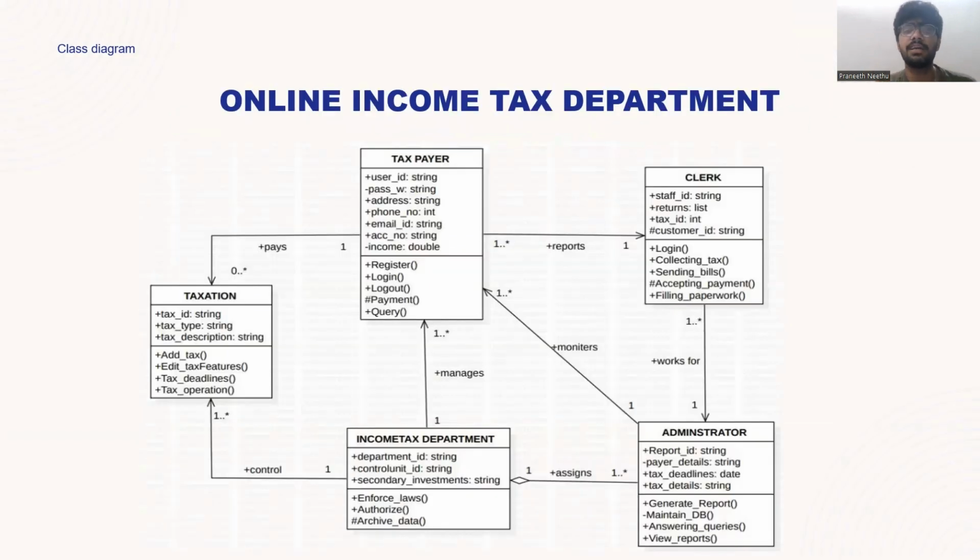And this is the overall class diagram for the online income tax department, where each of the classes consists of many attributes. For the taxpayer class, there are user ID, password, address, phone number, etc. And the methods are register, login, etc. Next, for clerk, there are many attributes like staff ID, return, taxes, customer ID, etc. And the methods are login, collecting tax, sending bills.